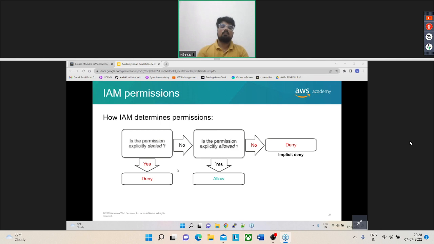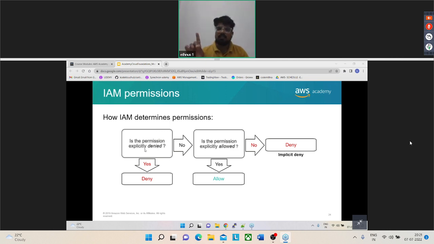So guys, let's move ahead. Now, see how this permission works. Suppose there is some user, Nathan, and he's trying to access some service, suppose EC2. First of all, is the permission explicitly denied? Suppose some policy is attached to Nathan's profile, and there we have given the policy to allow EC2 access. First, it is going to check whether any explicit deny is written in that policy, because we all know deny takes precedence over allow.